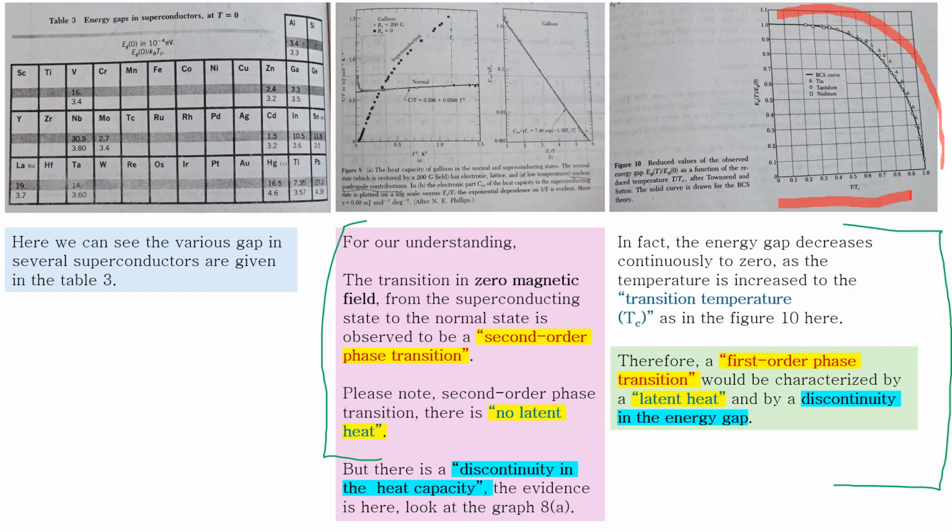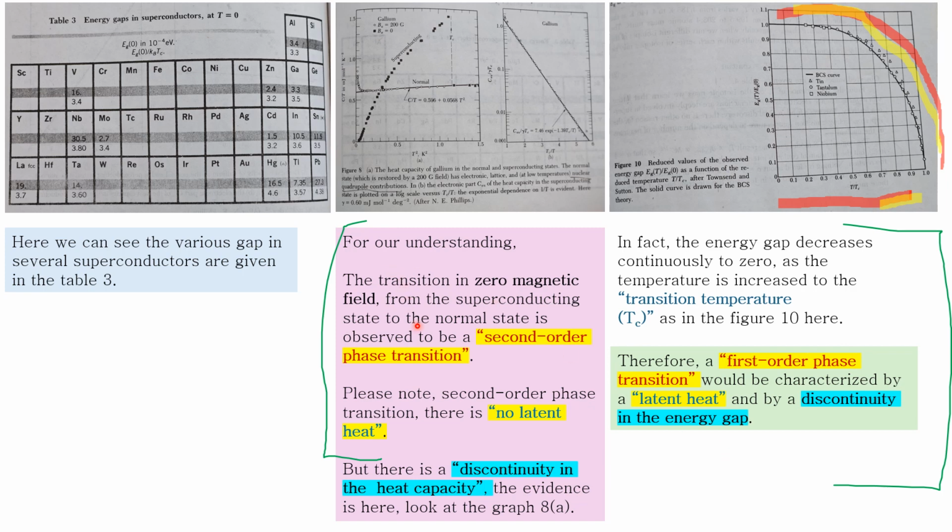Keep in mind the energy band gap keeps decreasing, and vice versa the temperature increases, until it reaches the critical temperature. So this is called the first order phase transition. It is called the latent heat. So in the first order transition we are going to study the latent heat. That means graphically we are going to see a discontinuity in the energy gap.